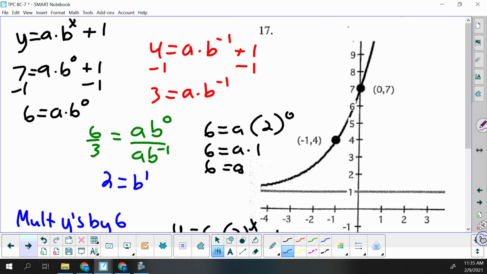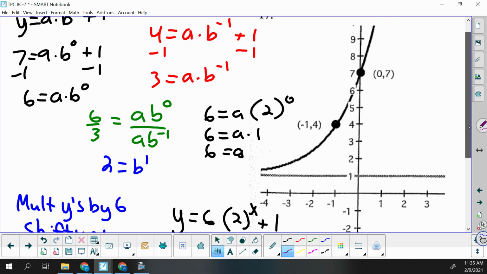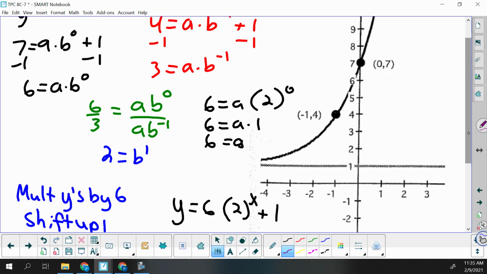Next one, pretty similar idea. The steps as the other one. You can pause if you need to look at the work. We should have had 6 times 2 to the x plus 1. That was either multiplying y's by 6 or a vertical stretch by a factor of 6, and we had a shift up 1. If you're getting weird numbers when you are doing a problem like this, one of the most common things is you forgot to add or subtract your value for where it is leveling off on the end.